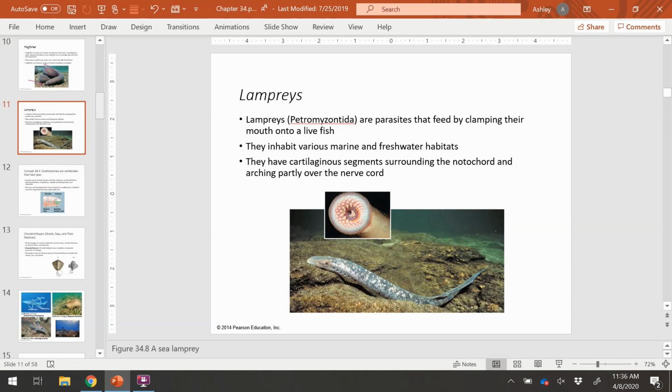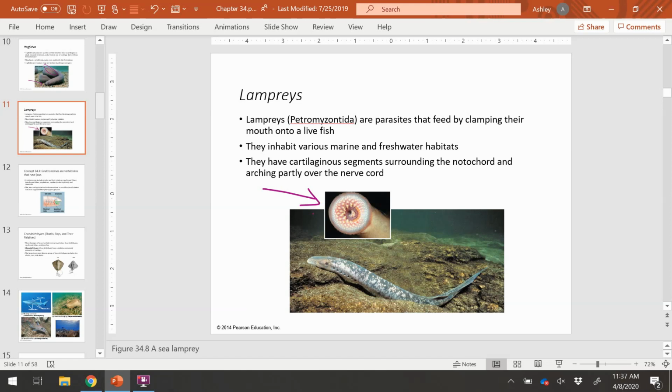Compare that to the lamprey, which is another fish here that is actually a parasite. They're going to clamp this jawless mouth here onto a live fish and suck for food. And so that's going to be very parasitic. It'll leave marks and scars on the fish that are being host to these lampreys.